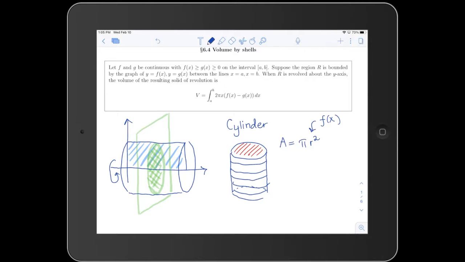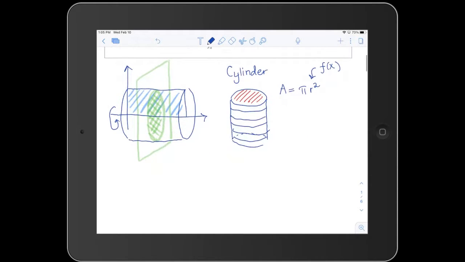With the shell method, we're going to take the same cylinder, except now we're not going to be stacking disks on top of each other. Instead, think about now, you're going to take the cylinder and wrap it with paper. I'm going to look at the area of the paper that's required to wrap my cylinder. And think about it, you're just peeling it off, and that's going to be one area.